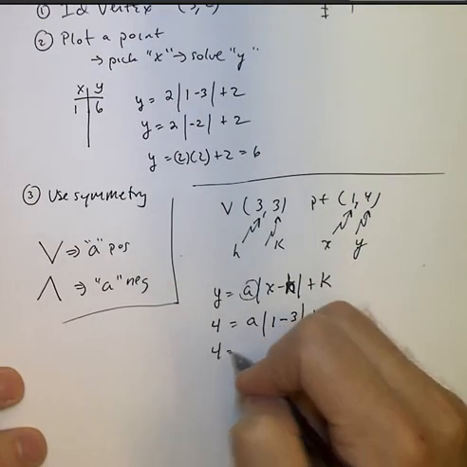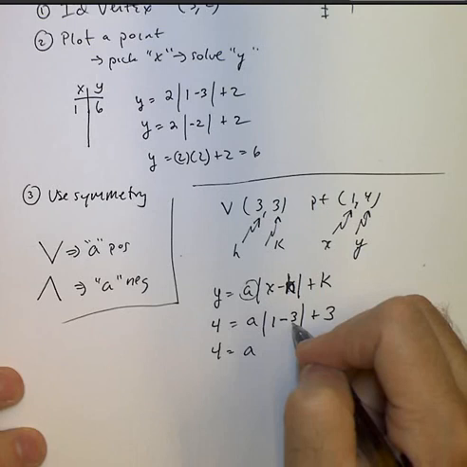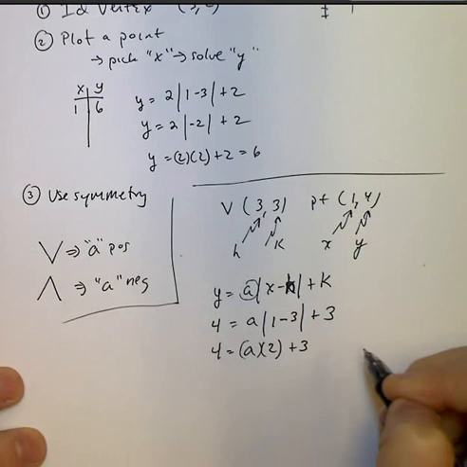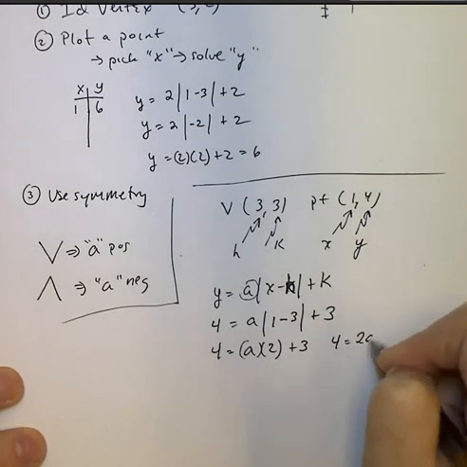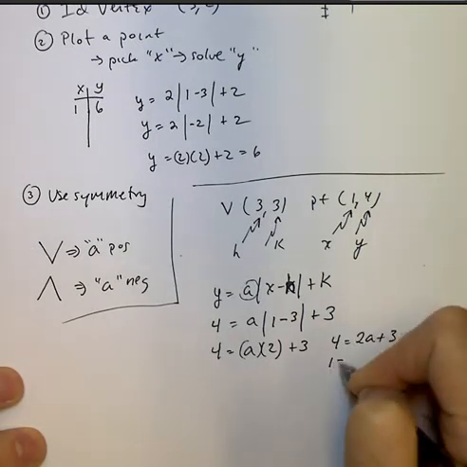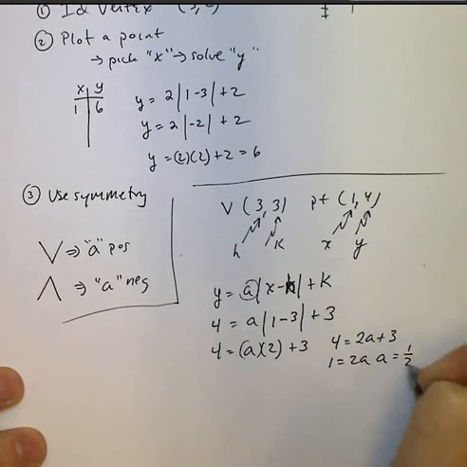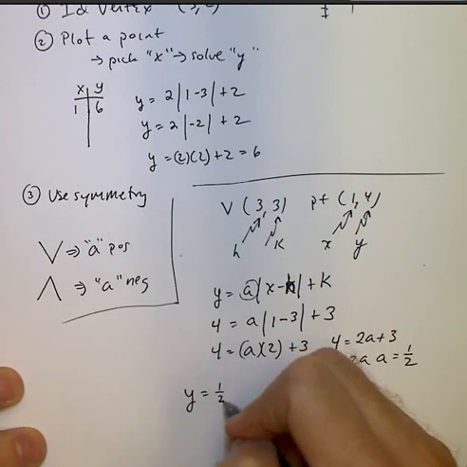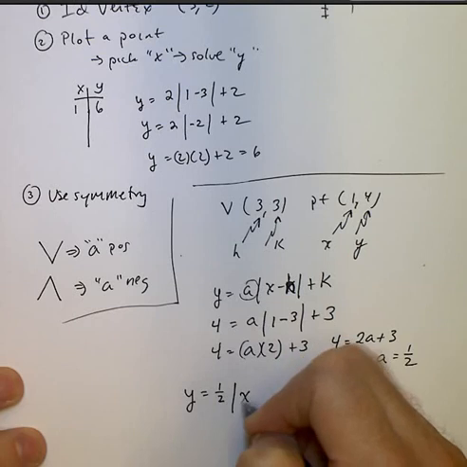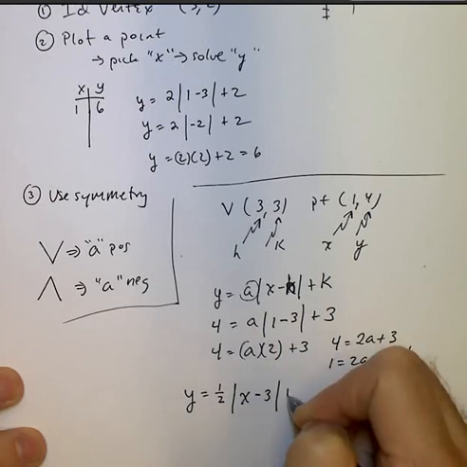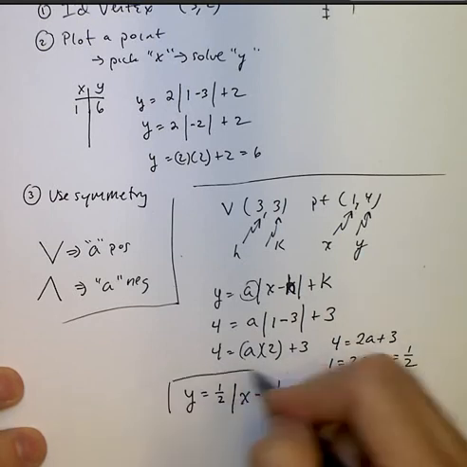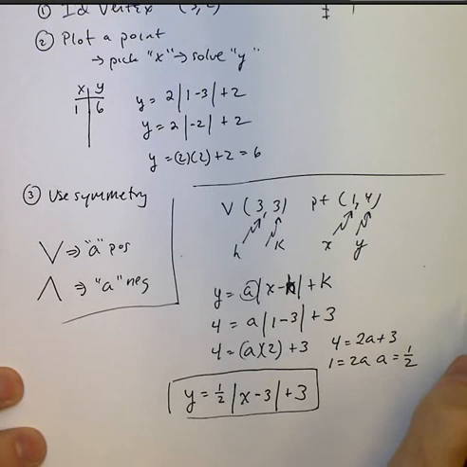1 minus 3 is negative 2. The absolute value of negative 2 is positive 2. So 4 equals 2a plus 3. 1 equals 2a, so a equals a half. Once you have a solved for, you go back to the original standard form, plug in your a, your h, and your k. You leave x and y as x and y, and you're done.